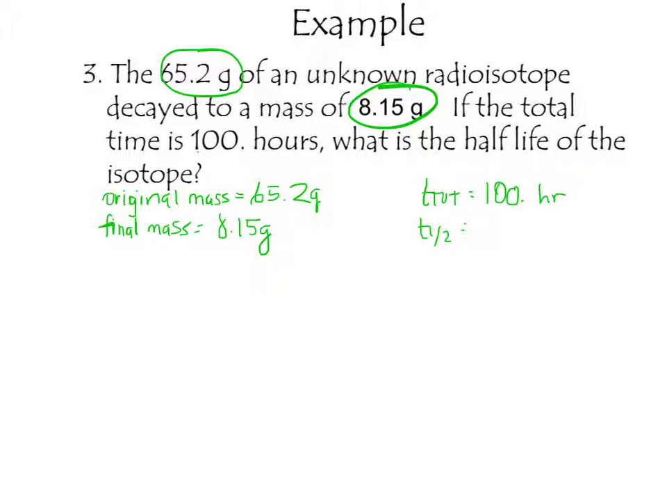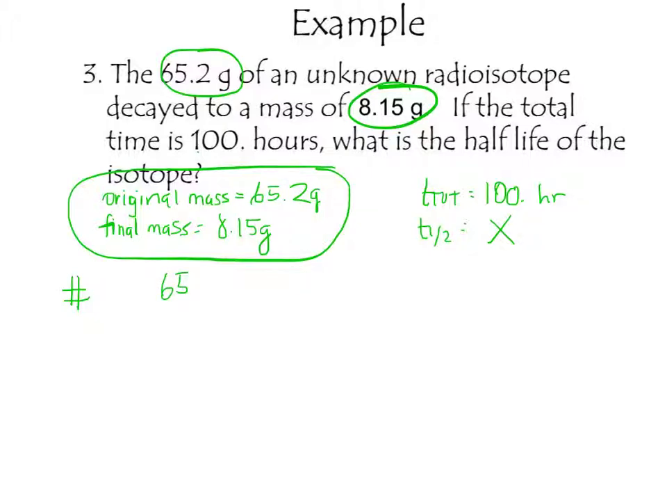But we still need to know the half-life. So I'm going to put an X there since that's what we're looking for. In order for us to determine how many half-lives we went through, so the number of half-lives, we have to choose one of these pairs. But since the only pair that's been given to us is original and final mass, this is how we're going to be able to determine the number of half-lives it went through. And in order to do that, we need to go ahead and take the original mass, which is 65.2 grams, and we just need to count how many times we divided this by 2.